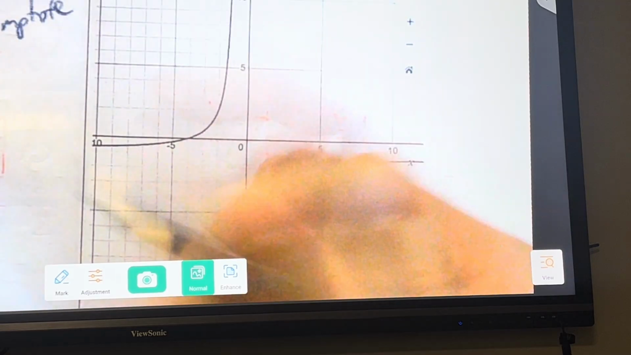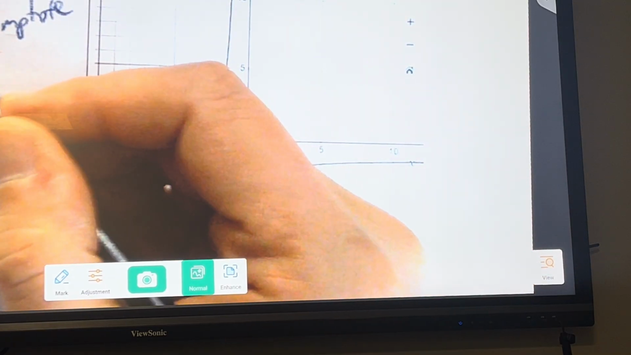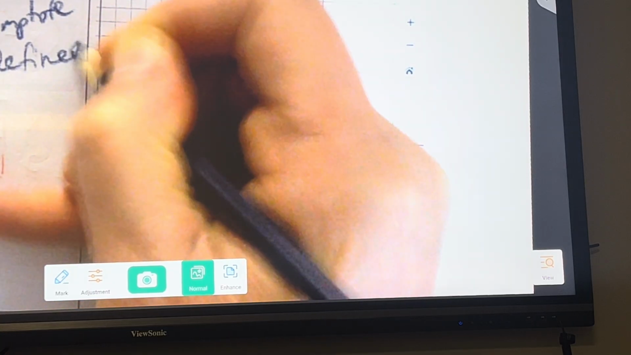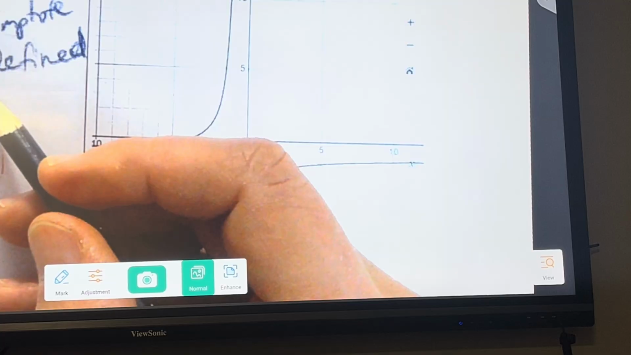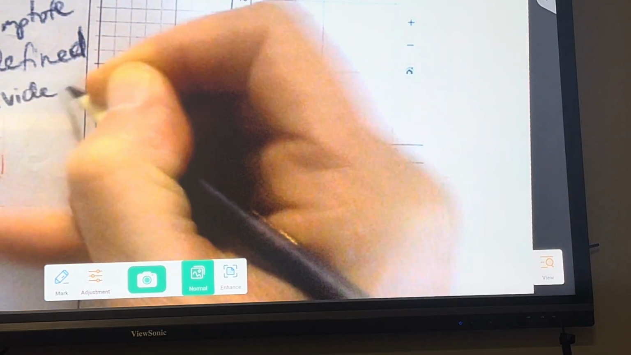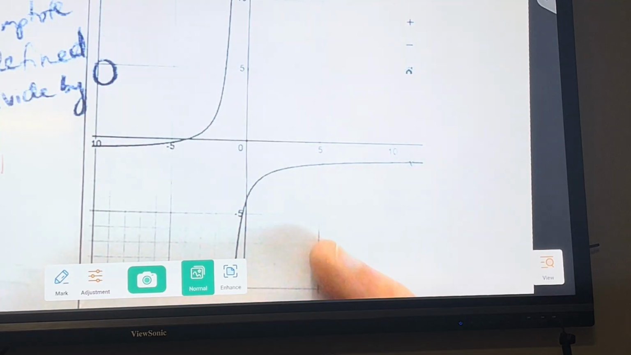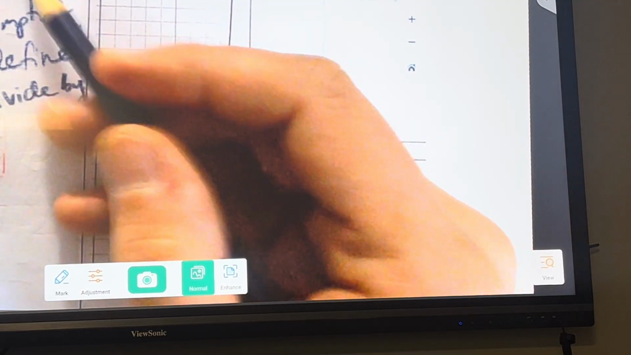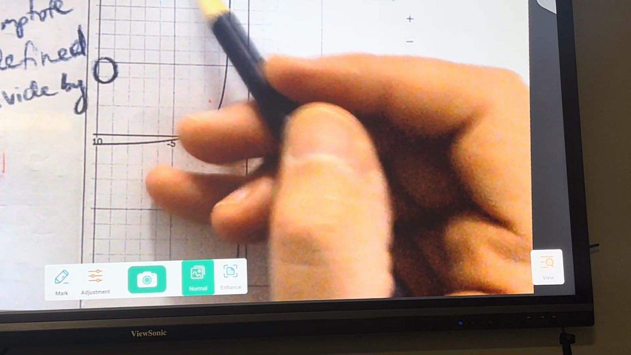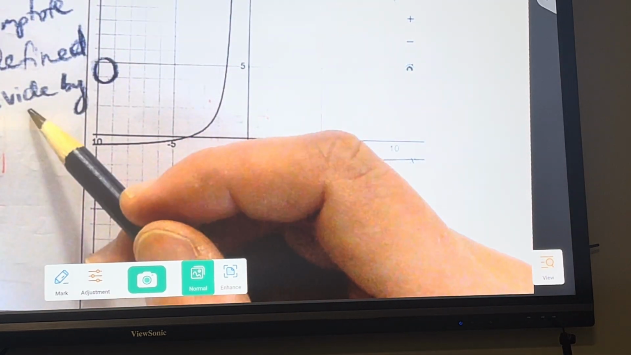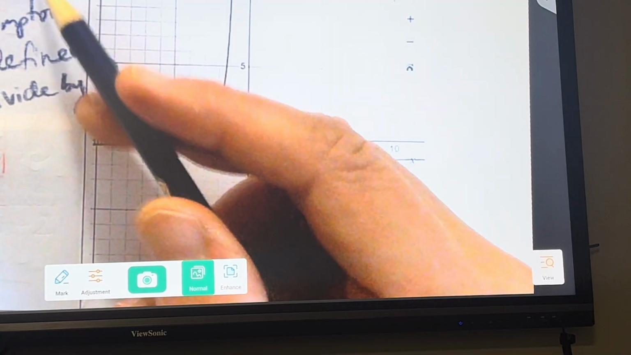The vertical asymptote will be where the function is undefined. We know the function becomes undefined when we have to divide by 0. So what that means is that we can take the denominators and see what are the values of x which will give us 0 in the denominator, so then we will be undefined.